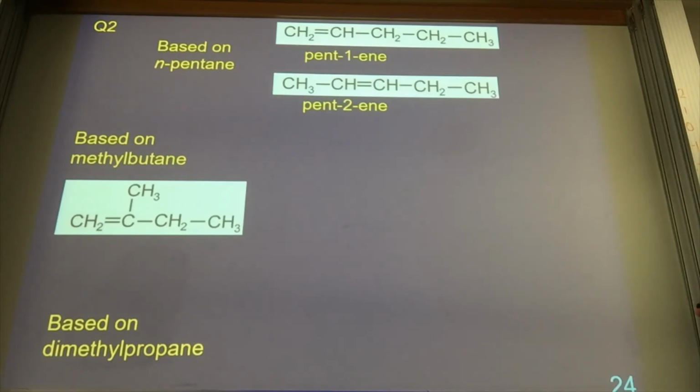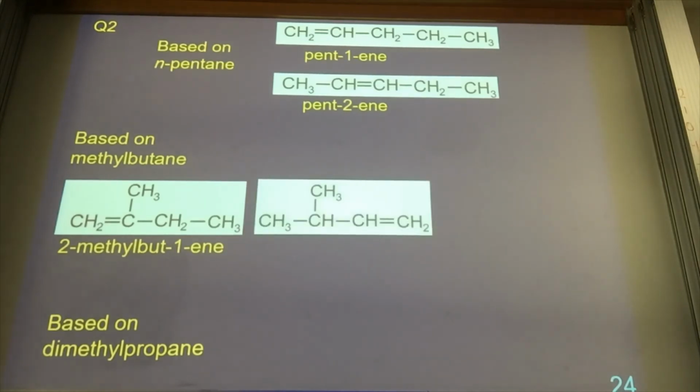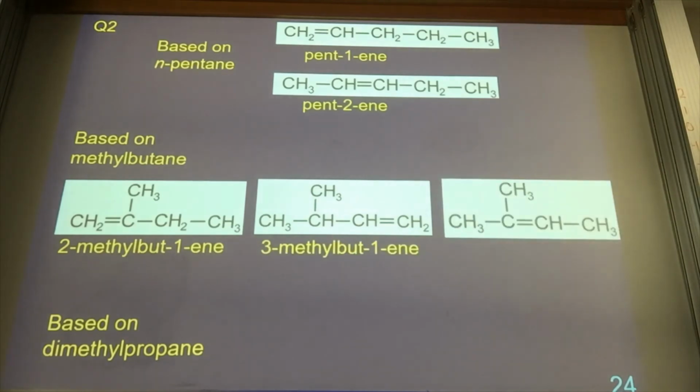So that's going to be, what's it going to be called? 2-methylbut-1-ene. Then we can also put it at the other end. So this is between the unbranched carbon and the end carbon. So that's 3-methyl-1-butene.